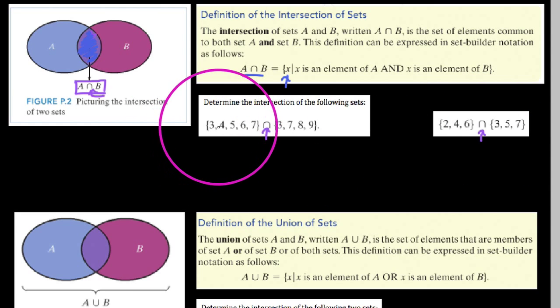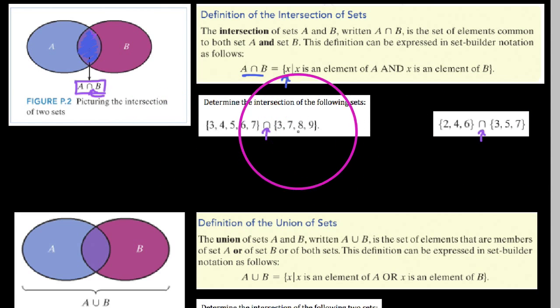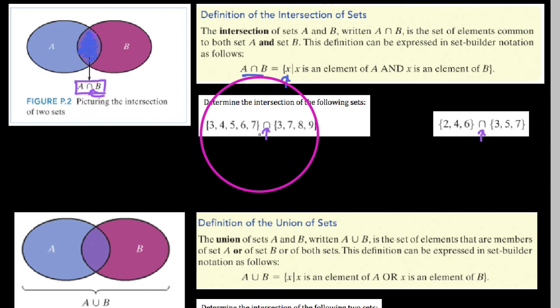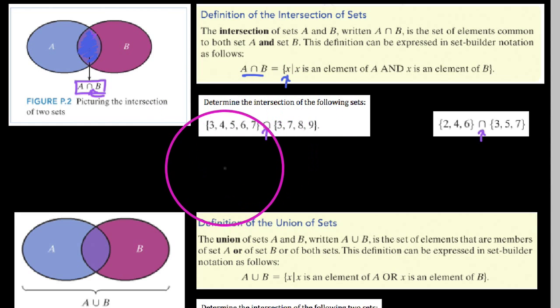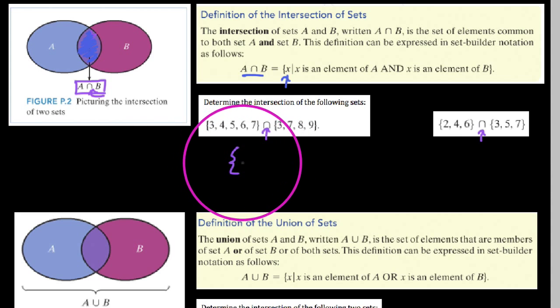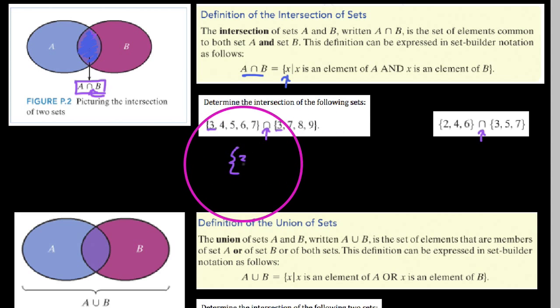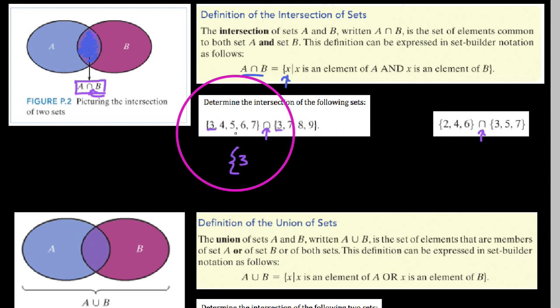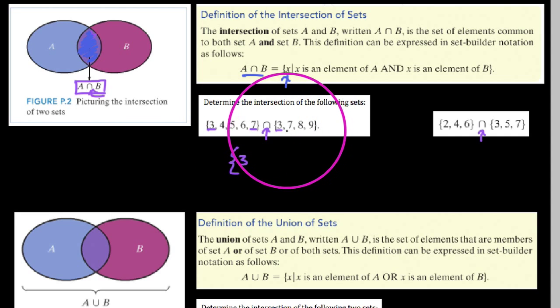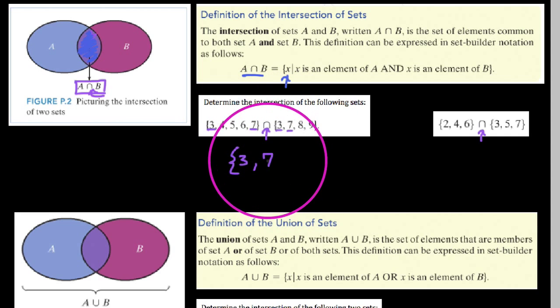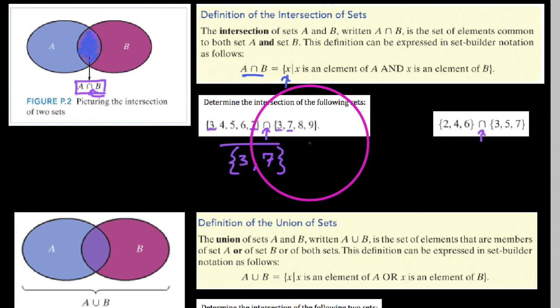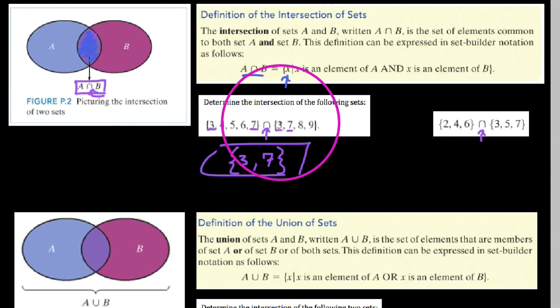So let's look at this first one here. We have a set of 3, 4, 5, 6, 7 and a set of 3, 7, 8, 9. Looking at these, we could just circle what they have in common, but we say the intersection of these two sets is a set itself. And it looks like 3. They both have 3 in common. They don't both have 4 in common. They don't both have 5 in common, nor do they have 6 in common, but they also shared 7. So what is the intersection of these two sets? It is the set containing these two elements, 3 and 7, because that is what is in both of them.